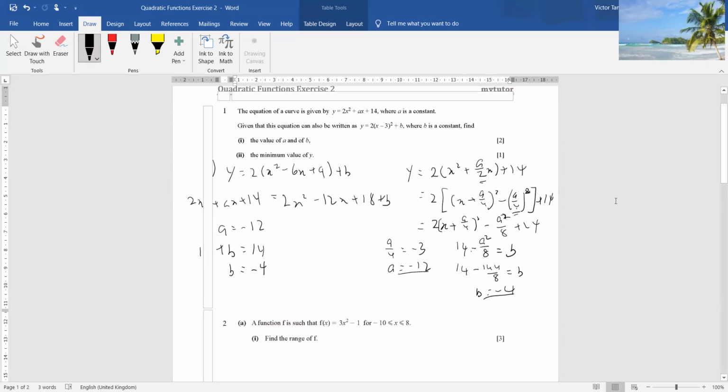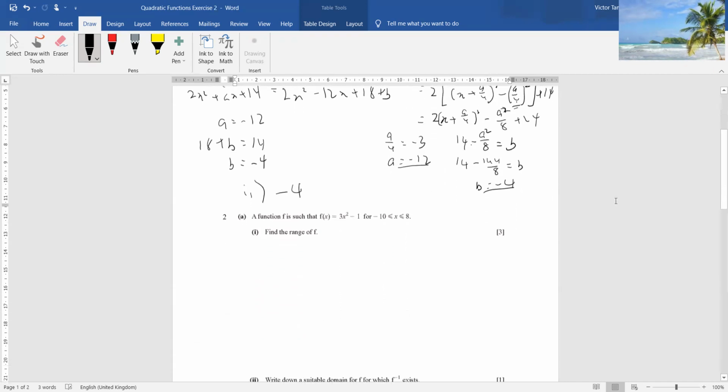Now, when the equation is written in this form, completing the square, the value of b will be the minimum value. So b is 22, so the minimum value is 22.